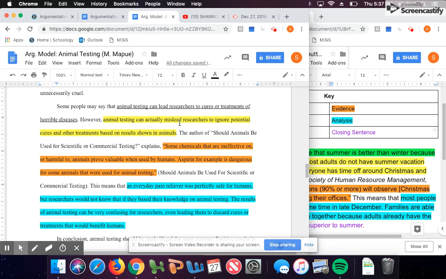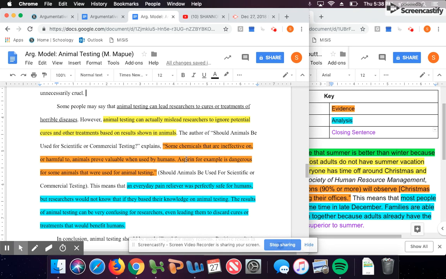Now, you're giving your specific example. The author of Should Animals Be Used for Scientific or Commercial Testing explains some chemicals that are ineffective on or harmful to animals prove valuable when used by humans. Aspirin, for example, is dangerous for some animals that were used for animal testing. So this is the specific example of misleading, right? And then we have to explain what does that mean and why does it matter. This means that an everyday pain reliever was perfectly safe for humans, but researchers would not know if they had based their knowledge on animal testing. The results of animal testing can be very confusing for researchers, even leading them to discard cures or treatments that would benefit humans.